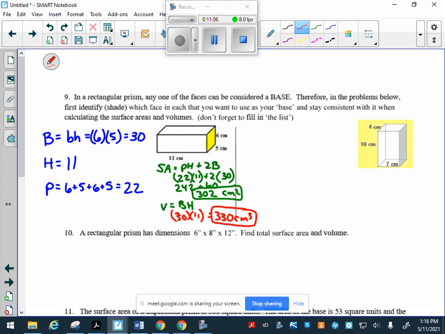All right, you guys try to do this with it. Pick which piece you want to be the base, and find the whole list, and then surface area and volume.